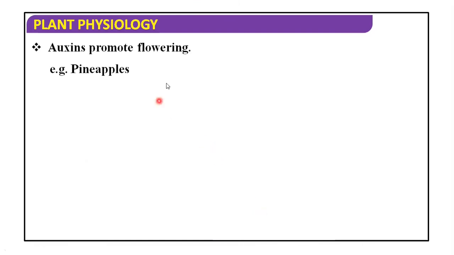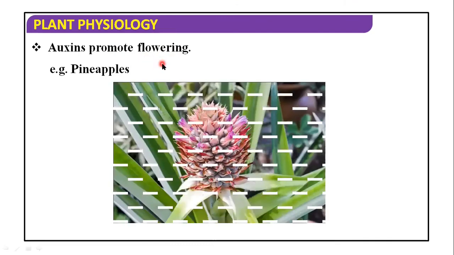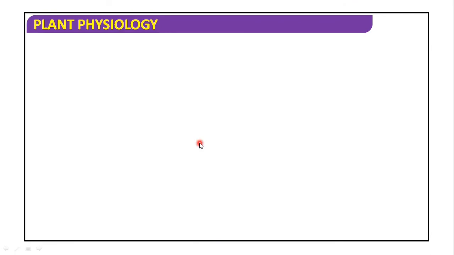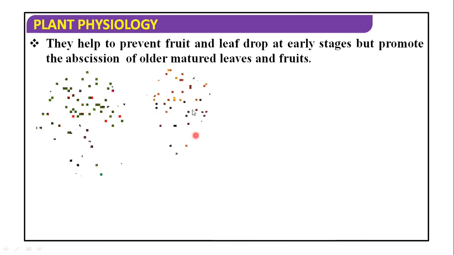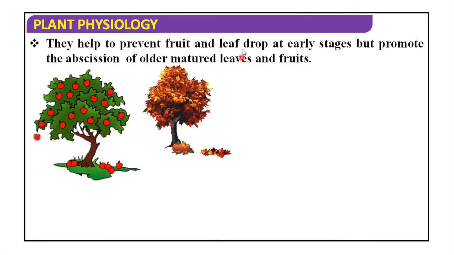Auxin promotes flowering. Due to the help of auxin, flowers can form, for example, pineapple. Now, they help to prevent fruit and leaf drop, the detachment of leaf and fruit from the plant at early stages, but promote the abscission of older mature leaves and fruit.